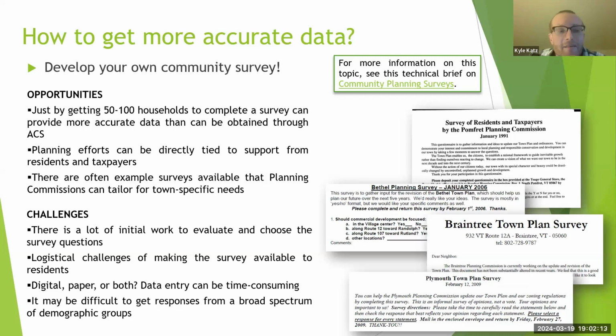And then, as I mentioned a little earlier, it can be difficult to get responses from a broad spectrum of demographic groups. You might get 100 responses to the survey, and then you find out that 80% of them are from people over the age of 50. That's a good example of a data gap where you might need to brainstorm and find other ways to get younger people or young families to respond to the survey as well.